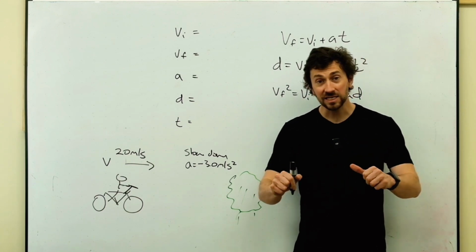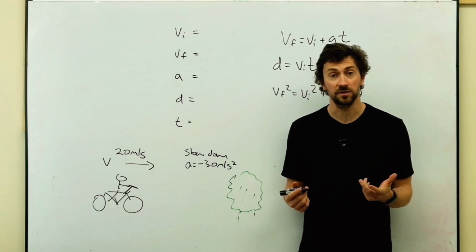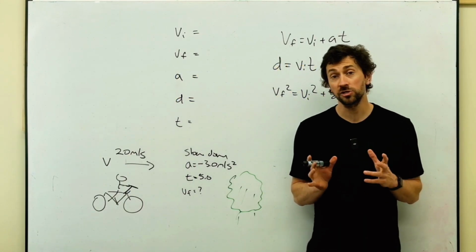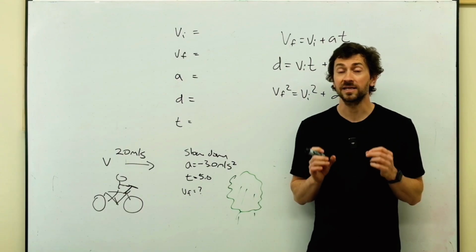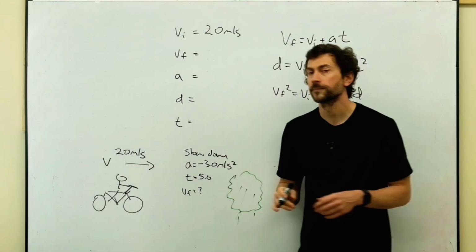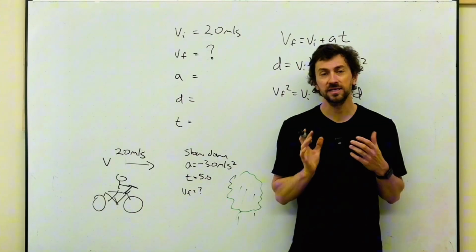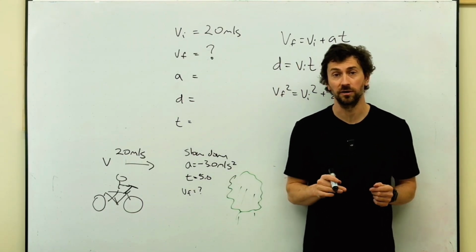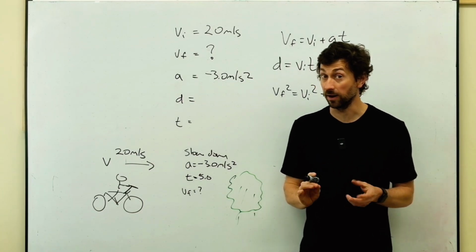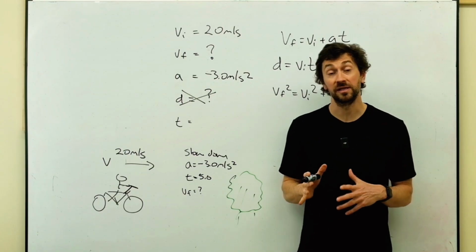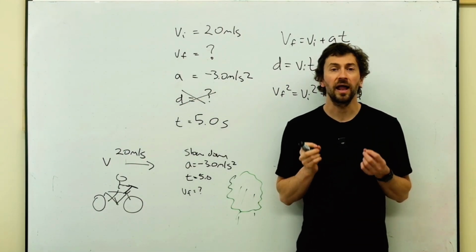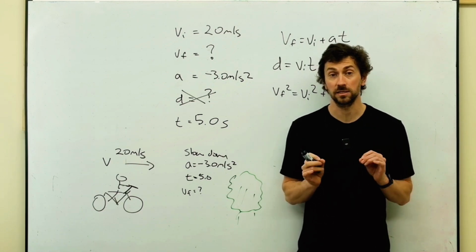If the cyclist does this for 5 seconds, what's the final velocity going to be? Okay, so we need to think about which is the right equation to choose. So I'm going to take these variables and put them in the list. I have VI. I'm looking for VF. Acceleration is negative 3.0. The distance, I don't know, and I don't care about it. And the time is given to me, that's 5 seconds.